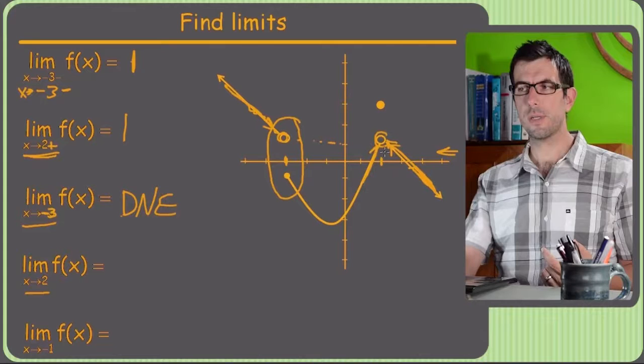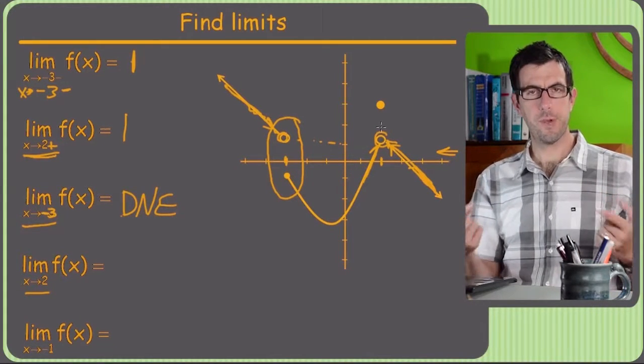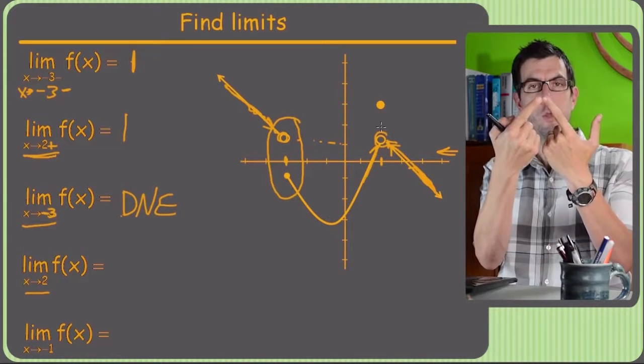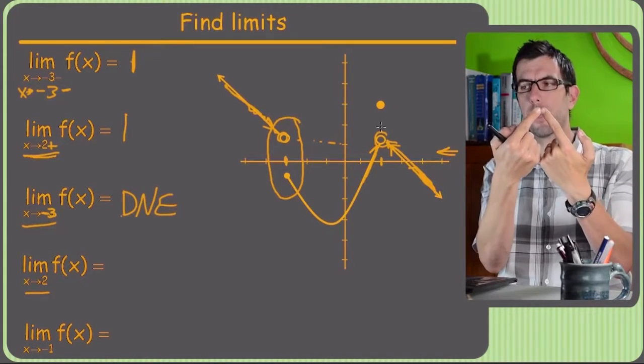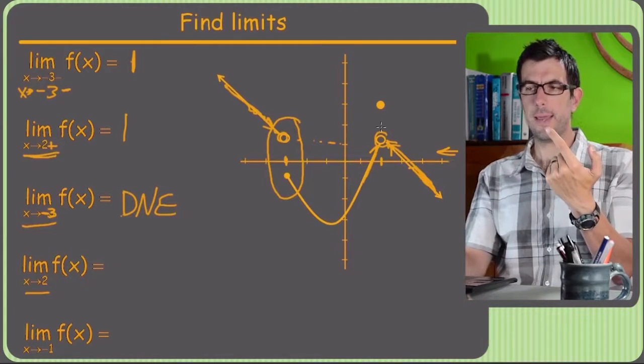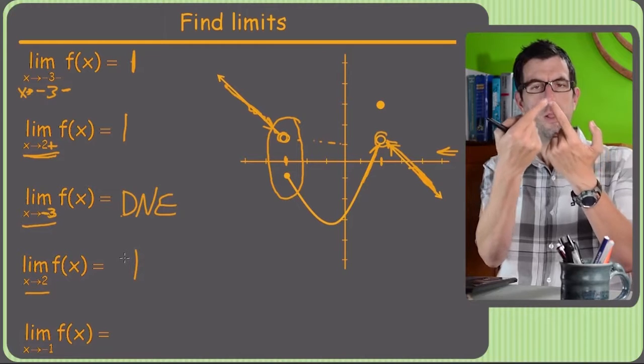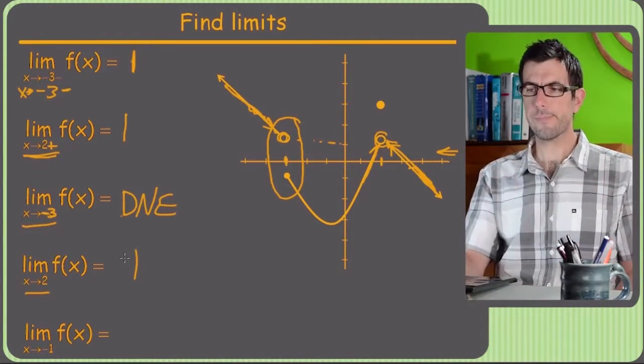Well, it turns out these actually line up, right? Because we have two functions coming up like this and then an open dot. But the point is they're coming to the same point. They're coming, it looks like they're going to collide. So that point they're going to collide at is y equals 1. And that's why the limit as x approaches 2 is 1. Because both sides approaching look like they're going to collide at y equals 1.